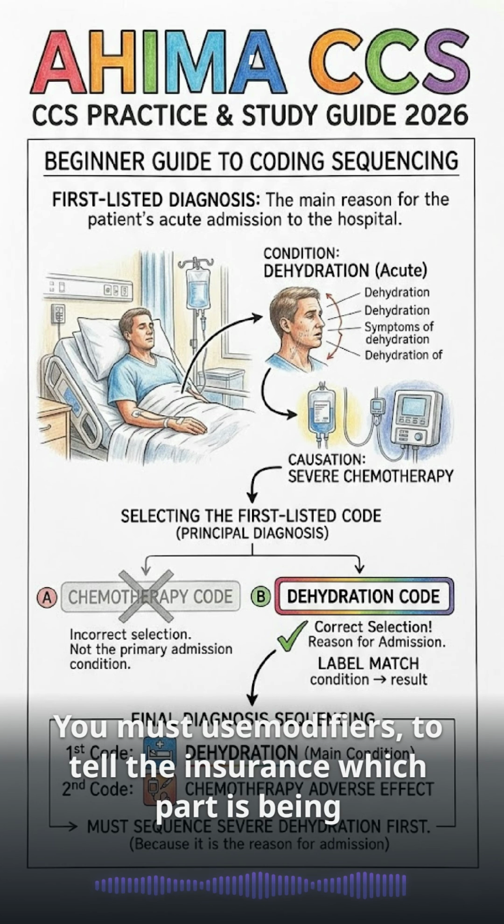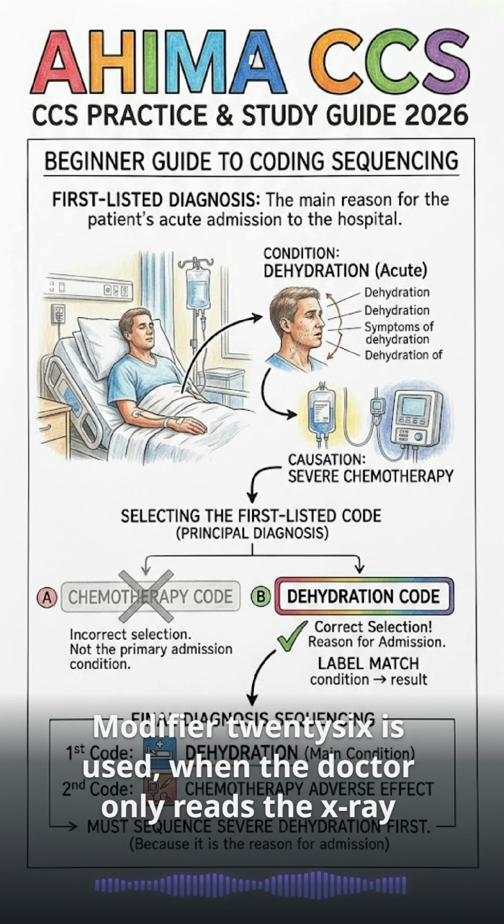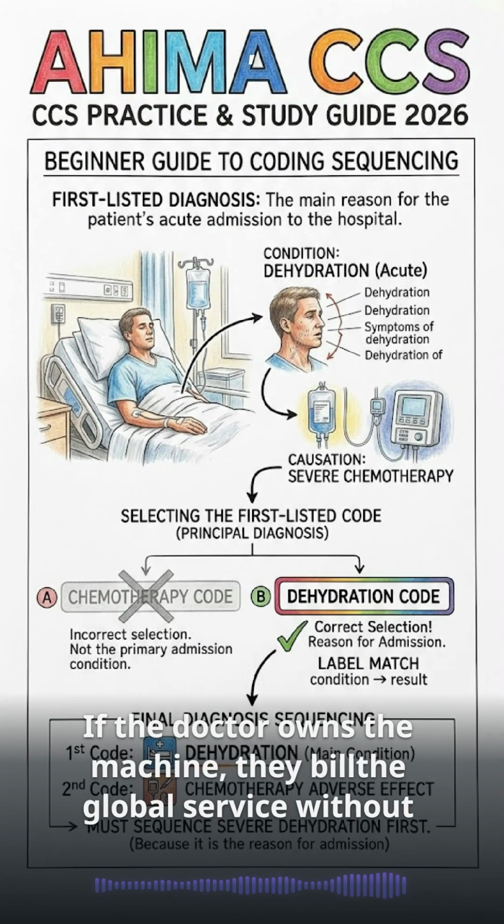You must use modifiers to tell the insurance which part is being billed. Modifier TC is used when the hospital only provides the physical X-ray machine. Modifier 26 is used when the doctor only reads the X-ray image. If the doctor owns the machine, they bill the global service without modifiers.